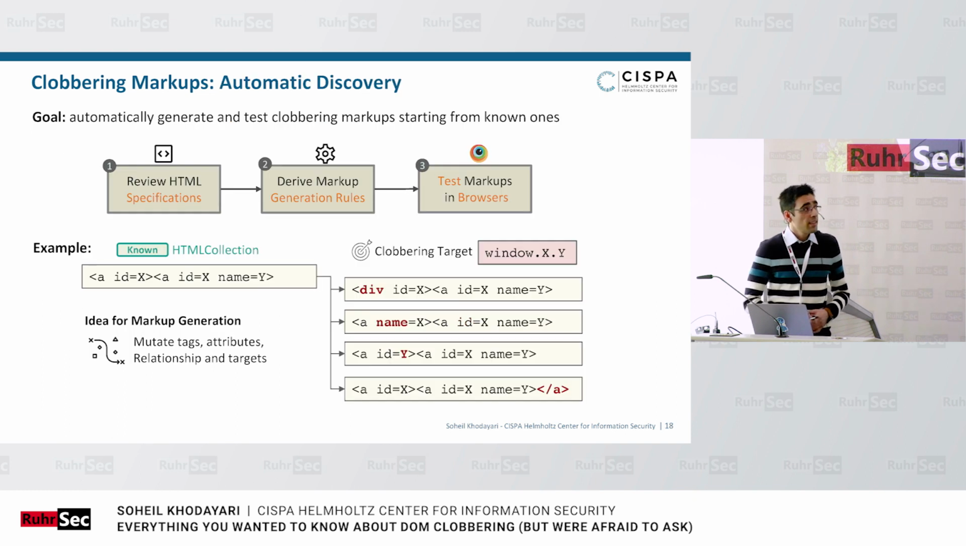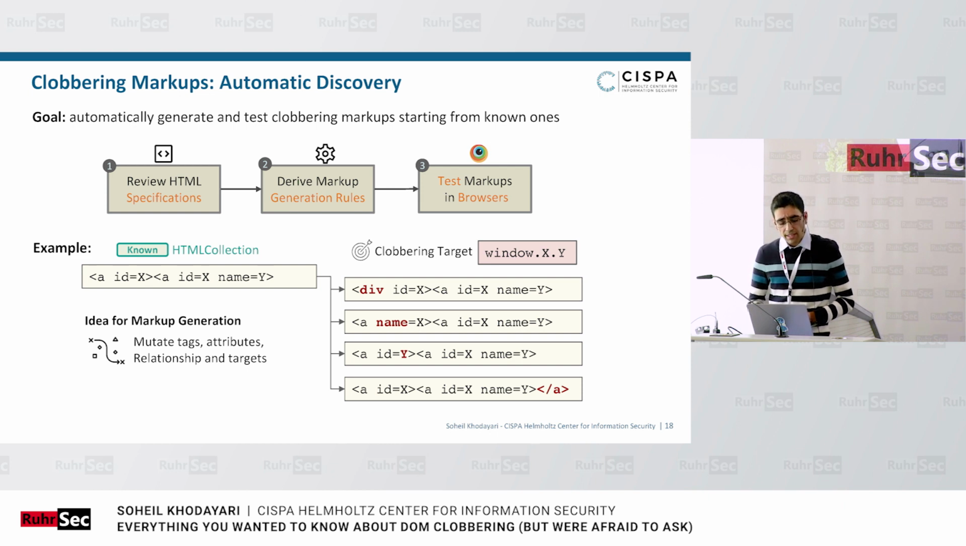Now, the real thing that we want to answer is, how do we automatically detect all these combinations? Because, of course, you can manually go and find some of these cases, but it would be very nice if we can automatically find all DOM clobbering markups and cases in different browsers. So to do that, we basically reviewed HTML specifications and past instances of DOM clobbering attacks. Then we derive markup generation rules by analyzing how DOM clobbering markups work. And then we test these markups in various mobile and desktop browsers.